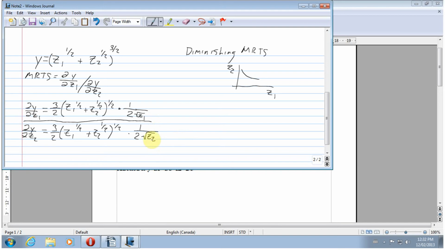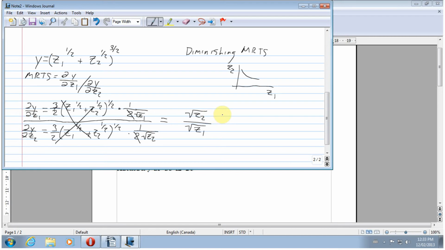Okay, so the first thing you can see is that this is just going to cancel out, go away. These 2's are going to cancel out. And since we have a z1 in the denominator of the numerator, it's going to be in the denominator, and we have a z2 in the denominator of the denominator, so it's going to be in the numerator, and that gives us root z2 over root z1, okay? Or square root of the whole thing, z2 over z1. So we've got our MRTS.